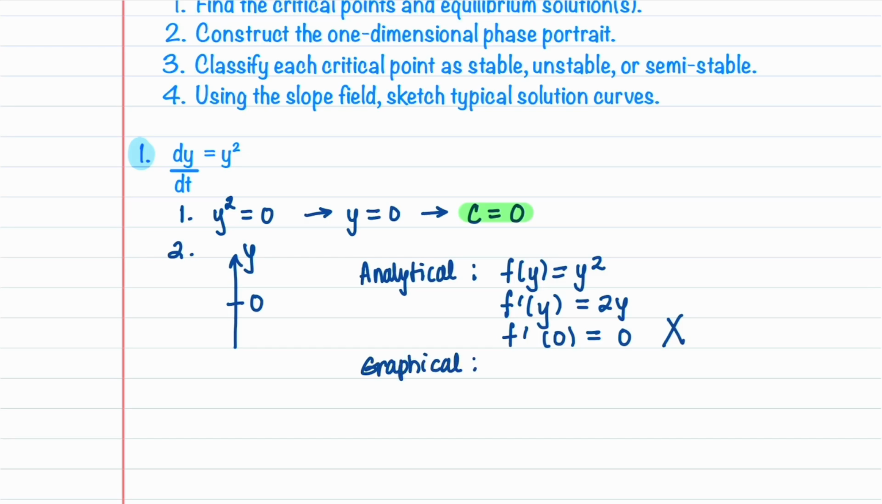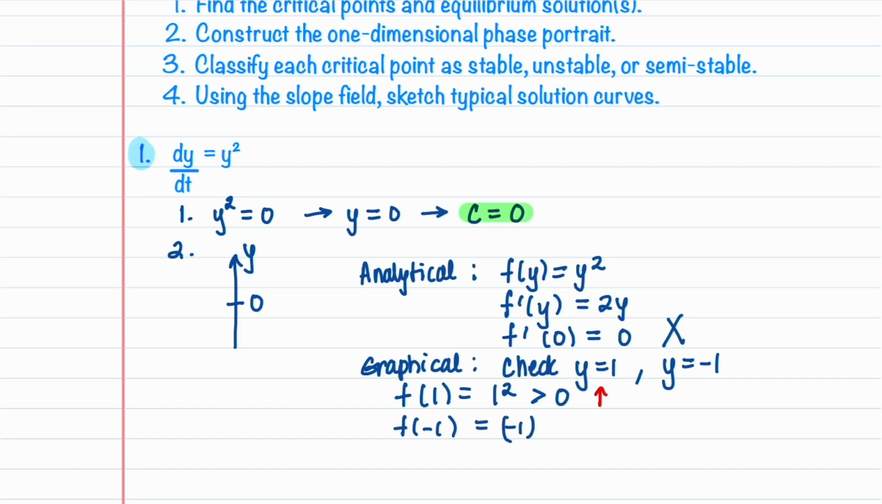We want to find points above and below our critical point. So I am going to check y is equal to 1, that's above, and then y is equal to -1, and that's below. So we take our function, f, and we substitute in 1. So this becomes 1 squared greater than 0. And that means our solutions above our equilibrium are going to increase. And then let's check f at -1. This is also greater than 0. So there our solutions also increase.